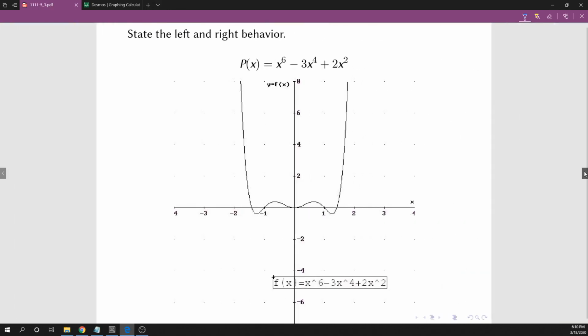All right, and there we go. You can see it goes up on either end and does some stuff in the middle. Again, we have yet to figure that out.